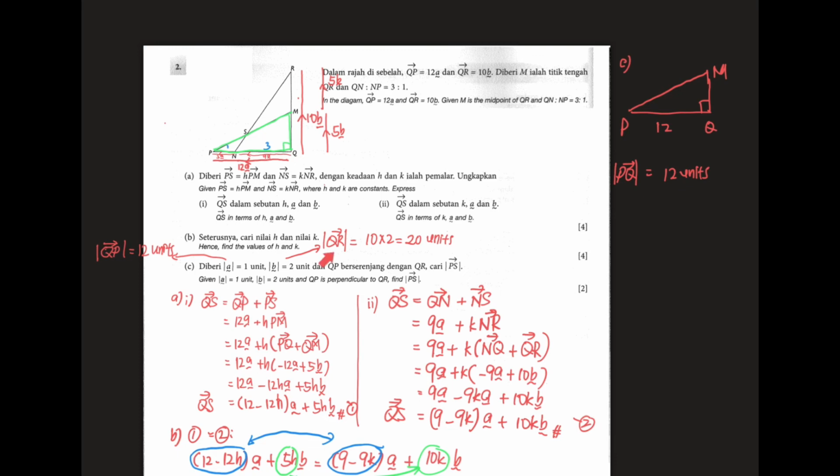Just now we discussed here QR is 20 units. Now QM is half of it, 10 units. So here, 10. So we can use Pythagoras theorem to find PM.